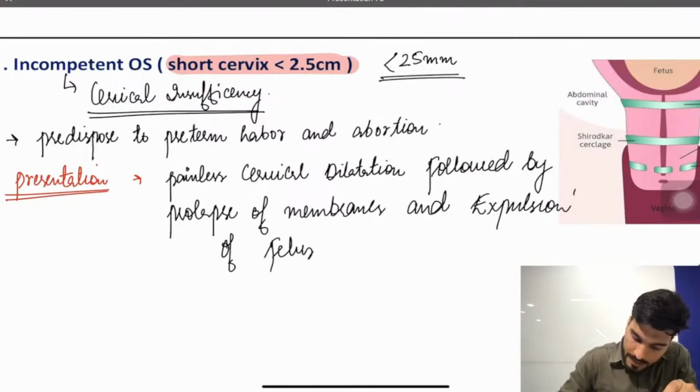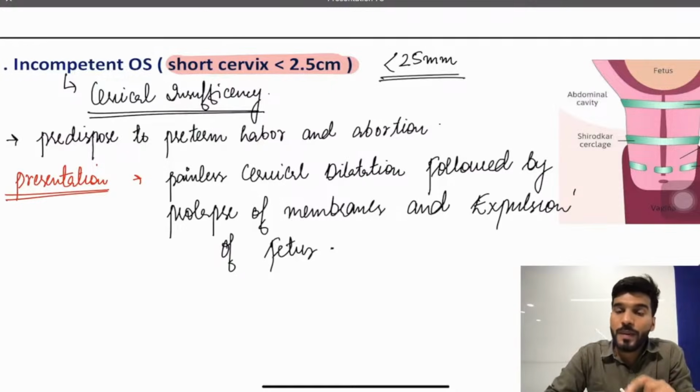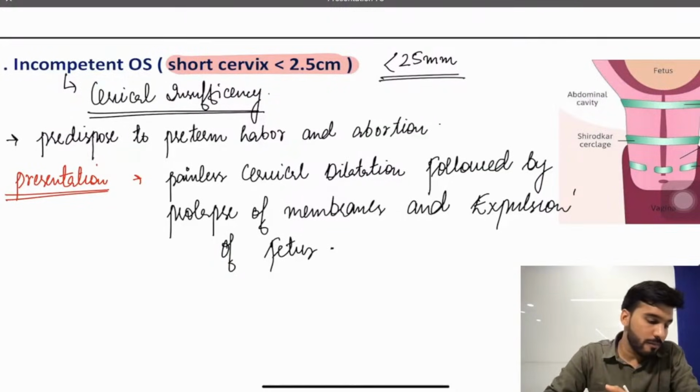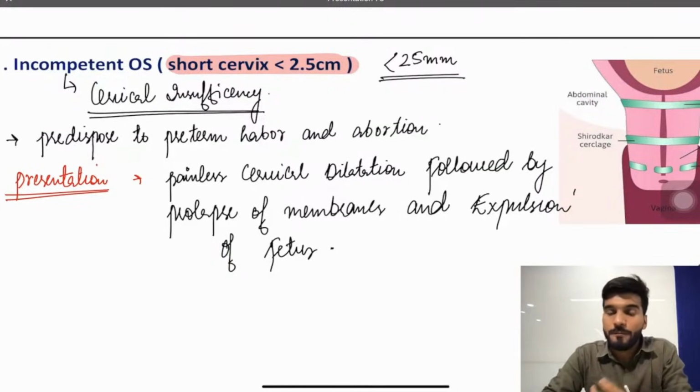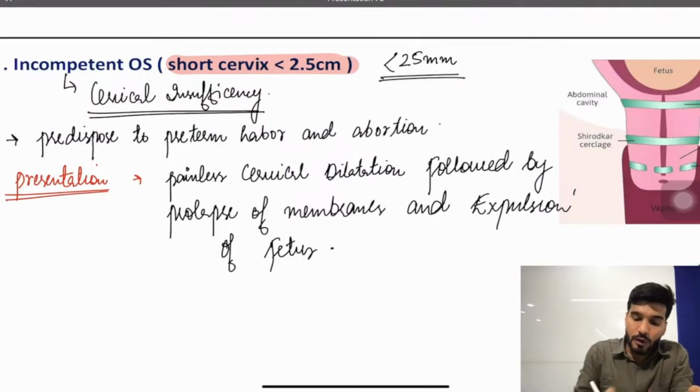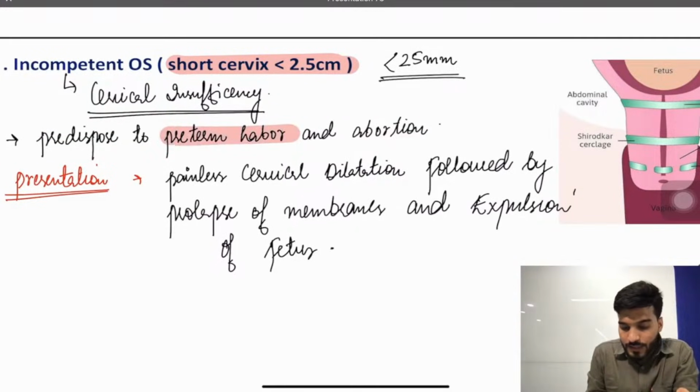So there is a painless dilatation of the cervix. There is no pain, and first what will happen? Prolapse of membranes will come out. Okay, membranes will come out, and followed by that what will happen? Fetus will come out. So it will either cause preterm labor, or it will cause an abortion.